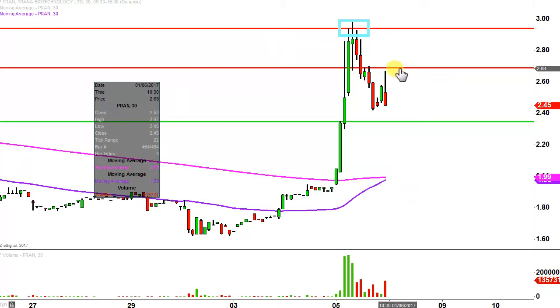So $2.70, initial area of resistance, and then it makes sense to start to talk about the fun area up around $2.95, but one step at a time, and that first step is at $2.70. All in all, though, no doubt about it, very nice day today, so it'll be interesting to see if the bulls can build upon this momentum going forward.